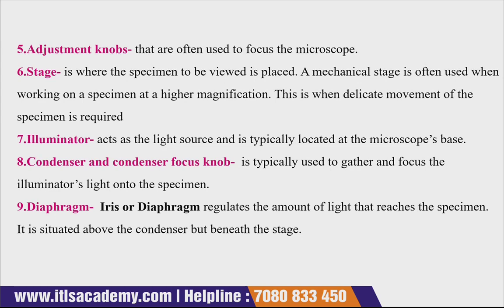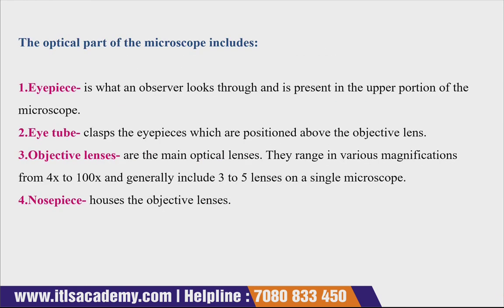Then the illuminator, as the name suggests, acts as a light source and is located at the microscope's base. The condenser and condenser focus are typically used to gather and focus the illuminator's light onto the specimen. Then the diaphragm is also known as the iris. It regulates the amount of light that reaches the specimen. It is situated above the condenser but beneath the stage. So this is all about the optical parts of the microscope.